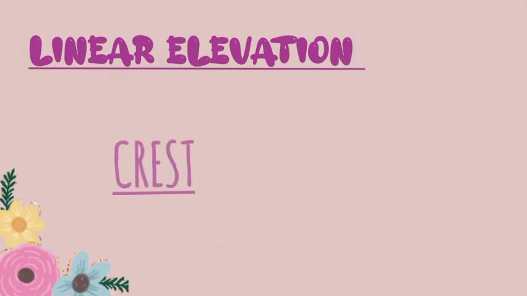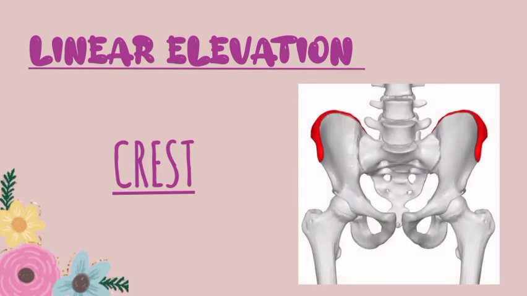Now the next term would be the crest. A crest is something which is present at the edge of a bone. So let's take a look over the hip joint. As you guys can see, this is the hip bone which includes the ilium, ischium and the pubis. The ilium itself is covered by the iliac crest. Highlighted in the red color is the iliac crest. It is present at the edge of the ilium.